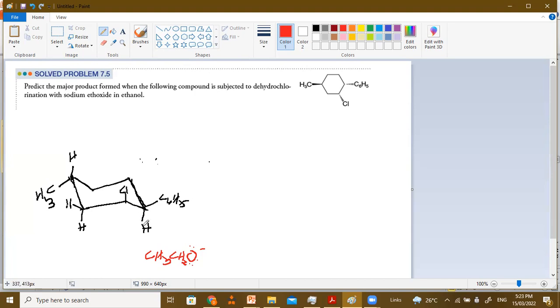So there are two anticoplanar protons. This is up, this is down. I already wrote it so we don't have to flip back and forth. They're already in equatorial position, so they are stable already. So we can abstract this proton. When we abstract this proton, the bond between carbon and hydrogen will go here. And once the bond is formed, the leaving group will leave, taking with it the electron pair.